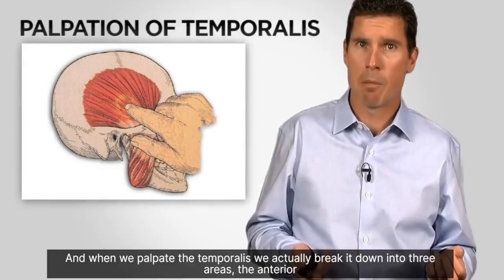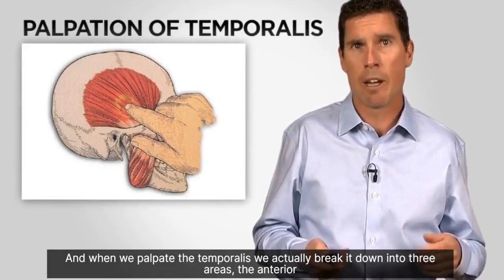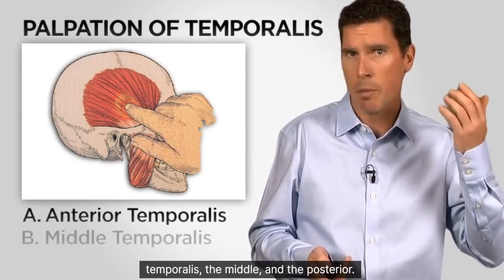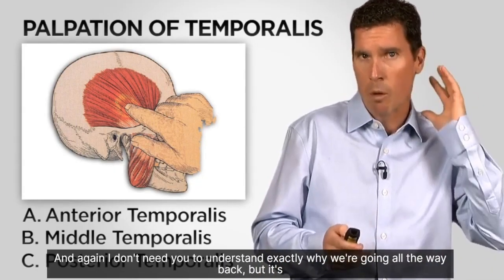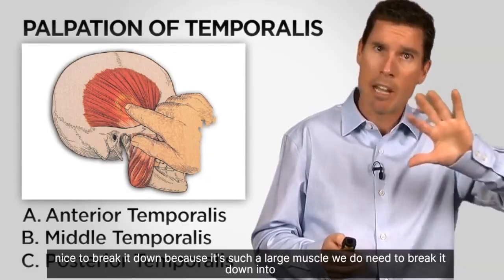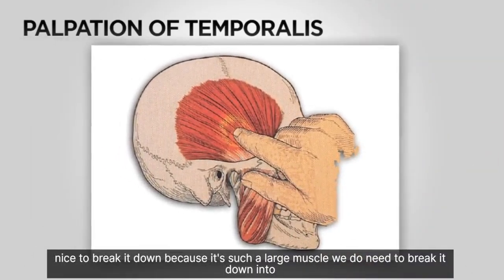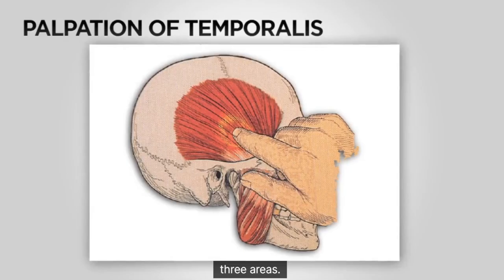And when we palpate the temporalis, we actually break it down into three areas: the anterior temporalis, the middle, and the posterior. Again, I don't need you to understand exactly why we're going all the way back, but it's nice to break it down because it's such a large muscle. We do need to break it down into three areas.